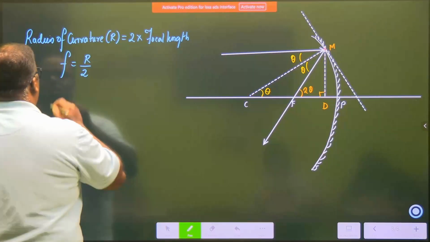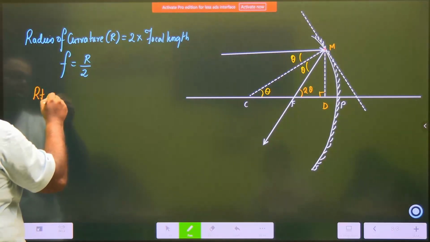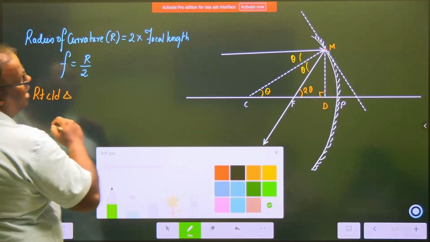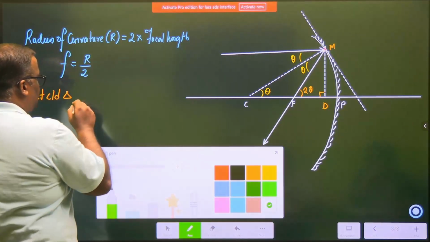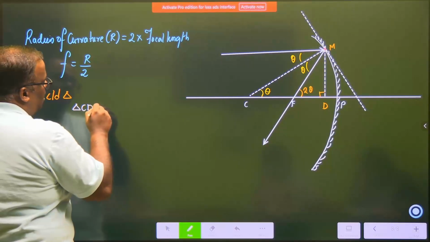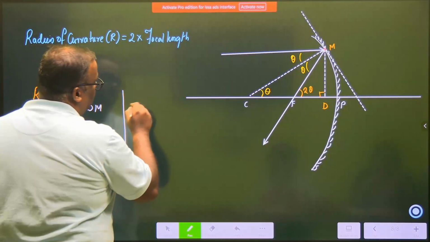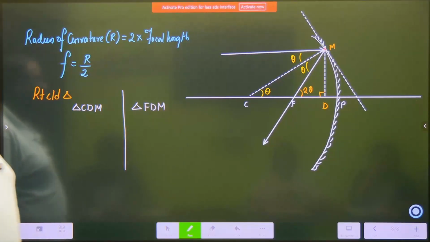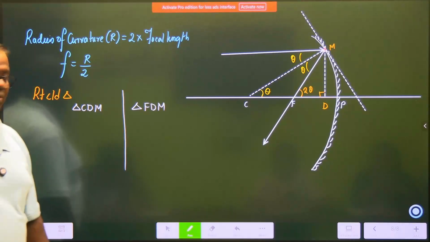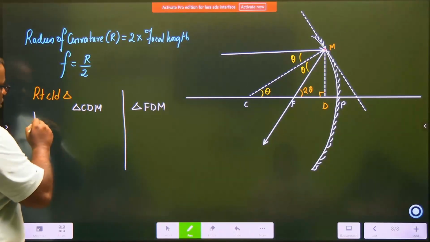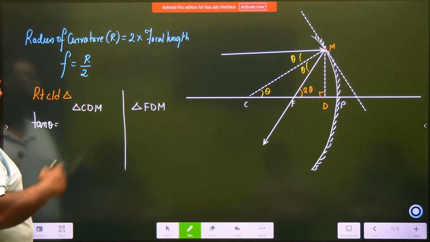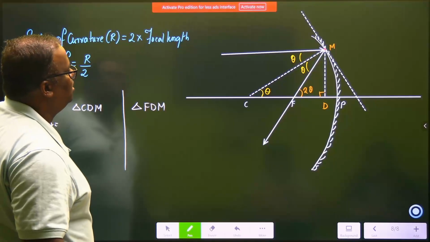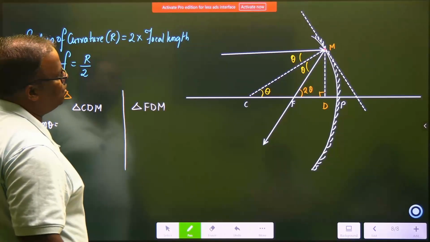So if you look at the right angles, right angle triangle, I have got two right angle triangles. I have one right angle triangle which is triangle CDM, and I have one more right angle triangle which is triangle FDM. Look, children, CDM and FDM, right? In CDM, if I take the ratio, tan of theta is opposite side by adjacent side, right? So how much is opposite side by adjacent side?